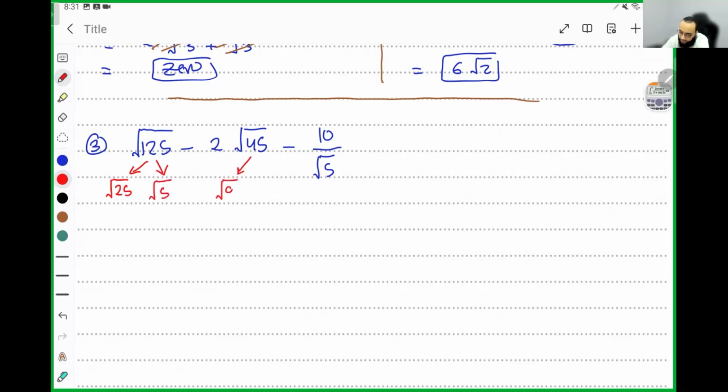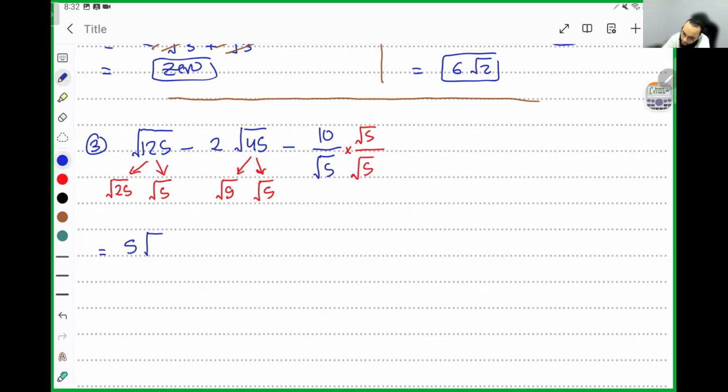45, 9 and 5. What about this? 2 equal to. No. If you have a square root or a cubic root in the denominator like that, as we said last time, you have to multiply it by root 5 up and down to simplify it. Correct? Okay. Root 25, 5.